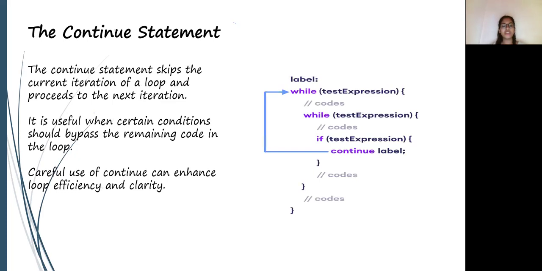The continue statement skips the current iteration of a loop and proceeds to the next iteration. It is useful when certain conditions should bypass the remaining code in the loop. Careful use of continue can enhance the loop efficiency and clarity.